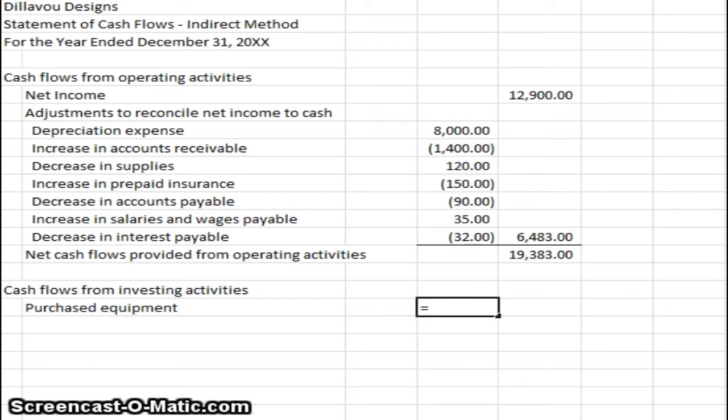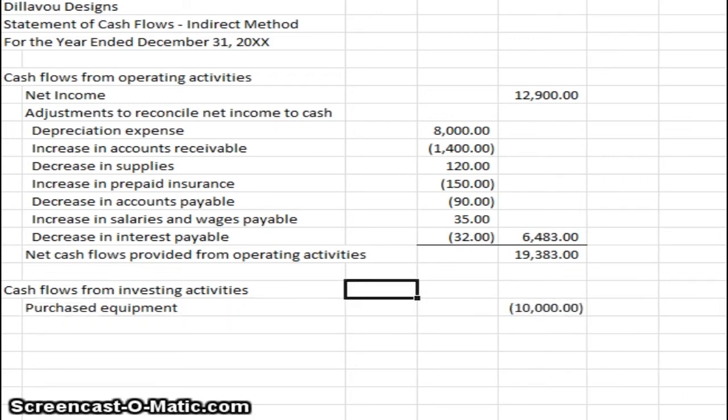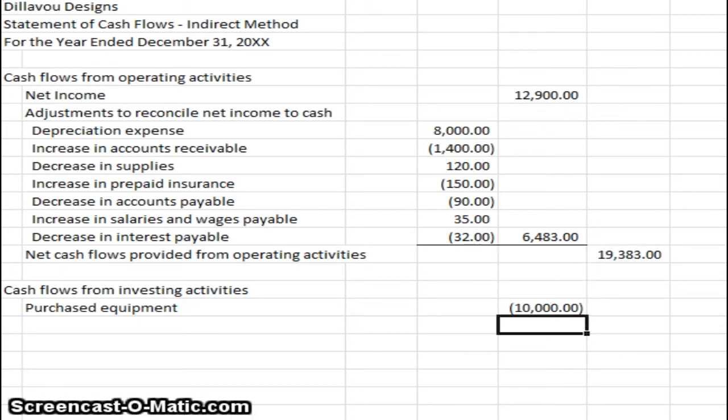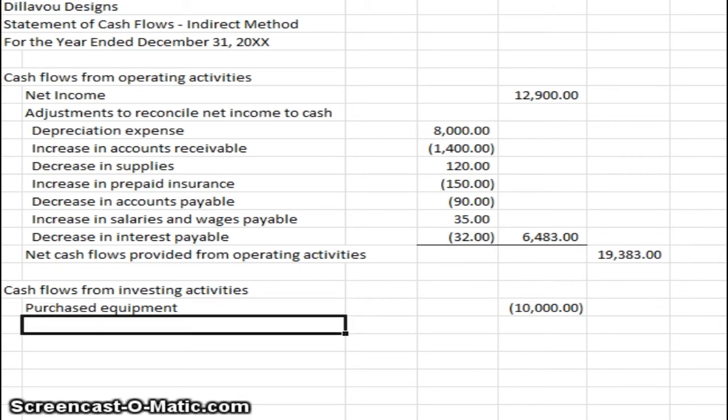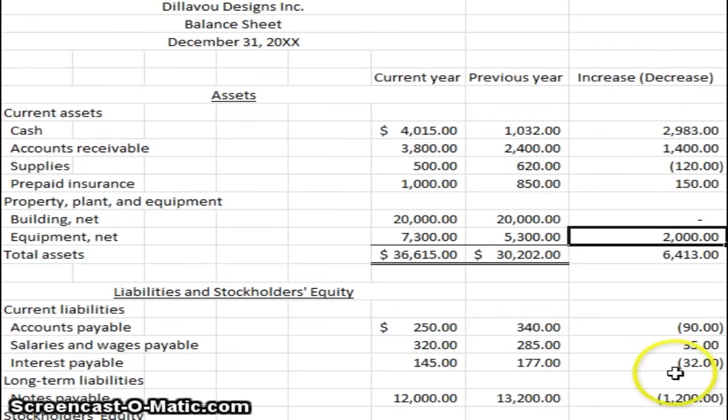So this is going to be a negative number, sorry. And I think this should have actually been over. Okay, I'm mumbling, I'm sorry. Okay, purchase equipment. Now, that was the only long-lived asset we had.